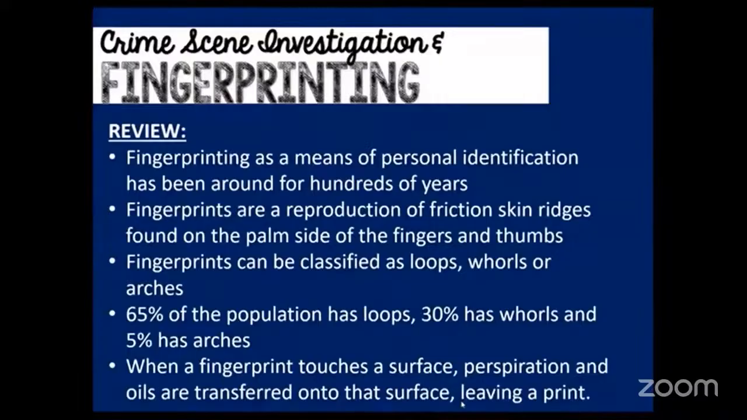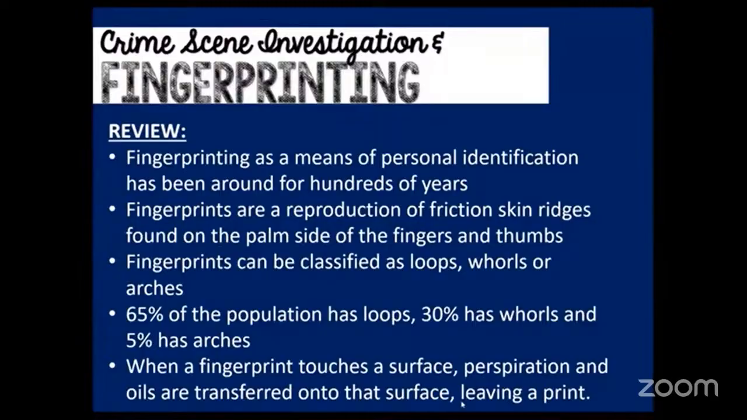So just a quick review, fingerprinting as a means of personal identification has been around for quite some time. We also learned in a previous lesson that fingerprints are a reproduction of the friction skin ridges that are found on our fingertips. We know that fingerprints can be classified in 3 ways: loops, whorls, and arches, and then you can further classify from there. 65% of the population has loops, making loops the most common fingerprint pattern. 30% whorls, and 5% of the population has arches. So arches is the least common, most unique pattern on a fingerprint.